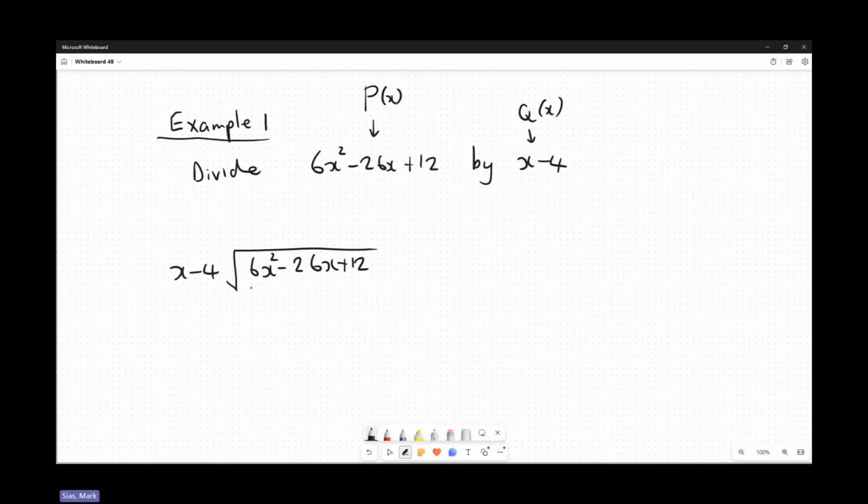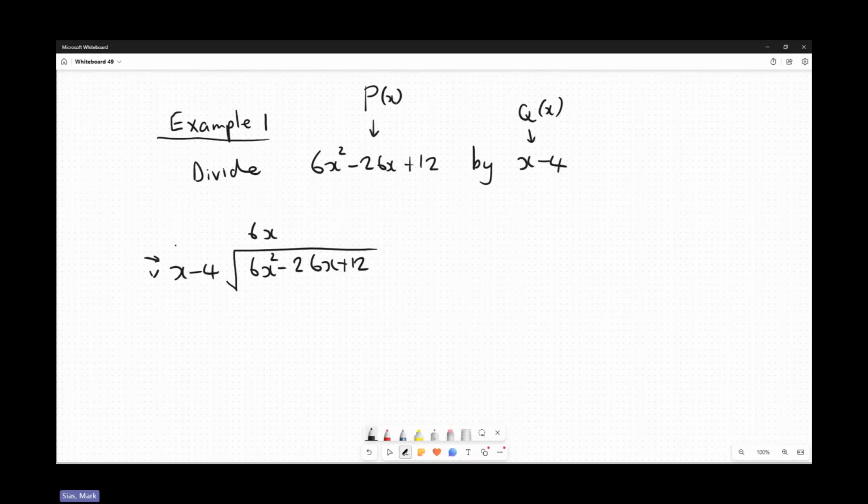So when you do such divisions, you look at the x to the 1 here, and you look at the highest power occurring in 6x squared minus 26x plus 12. And the highest power there is x squared. So the term we consider here is 6x squared, okay? So we'll divide this x into 6x squared and see what happens. x divides into 6x squared 6x times, because 6x times x is 6x squared.